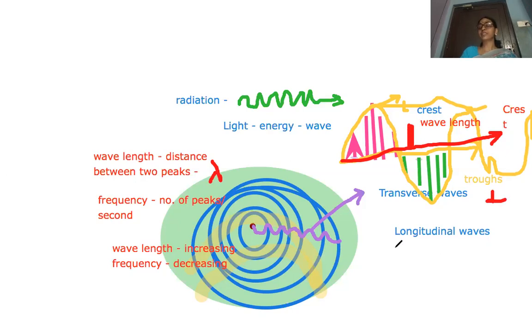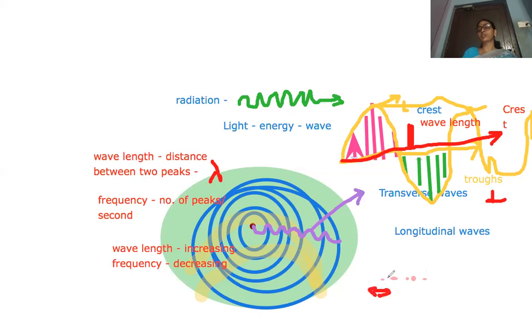And if the particles vibrate parallel to the direction of propagation of the wave, in longitudinal waves the particles are vibrating parallelly. Parallelly means to and fro. So let us imagine we have some particles. This is one particle, this is the second particle, third particle, fourth particle, fifth particle. So let me draw 5. Now this will move to and fro like this.